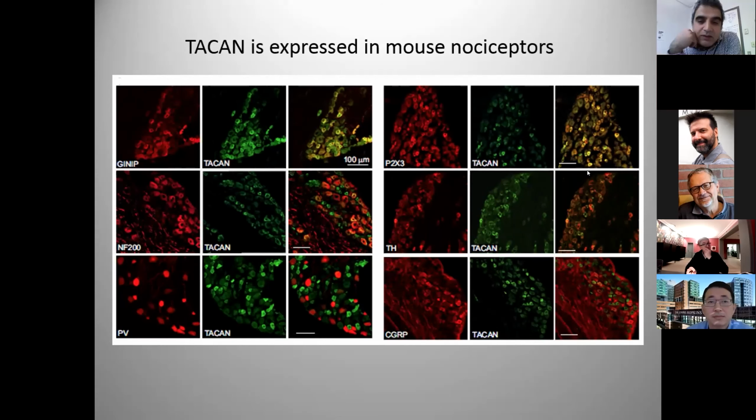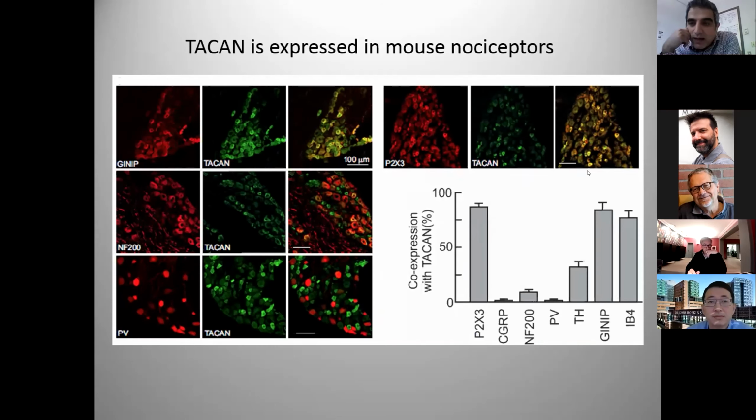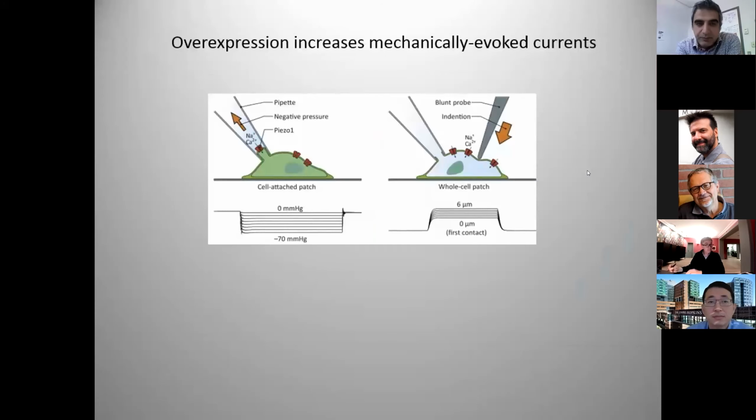And when we look at the different patterns of colocalization, we see that there is a high co-expression of TACAN in pain sensing neurons. So in the sensory neurons in the dorsal root ganglia, there is a high expression of TACAN in pain sensing neurons. For a channel to be involved in pain, it needed to be expressed in the pain sensing neurons. So this was our first line of evidence for this.